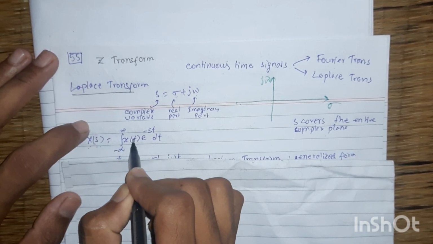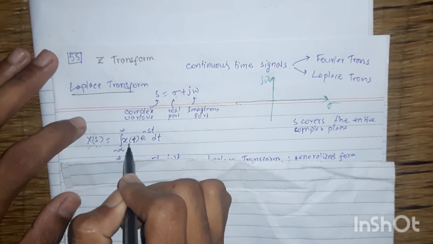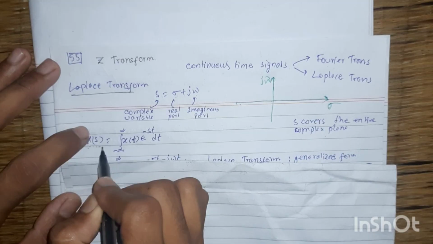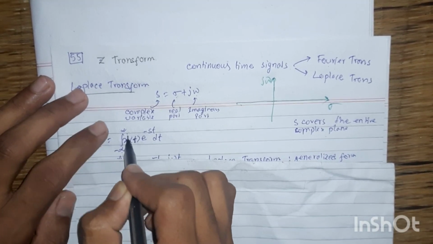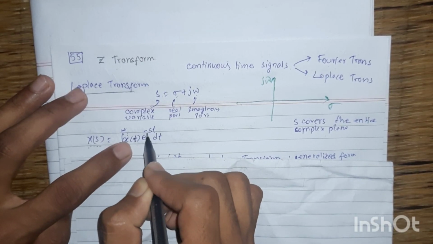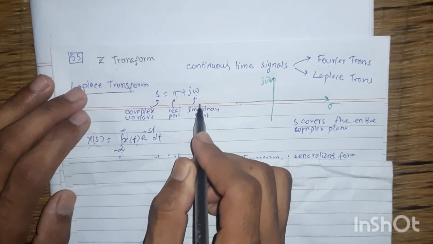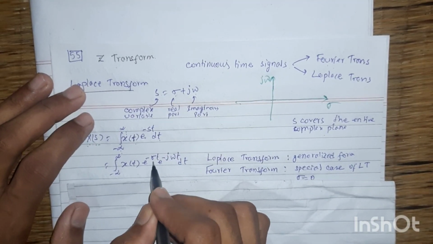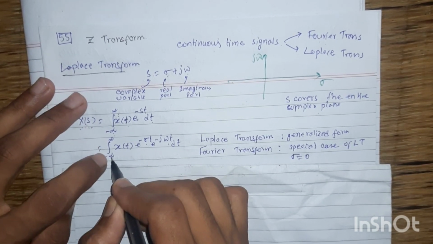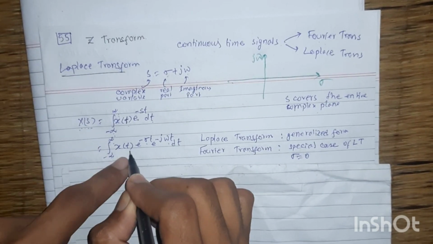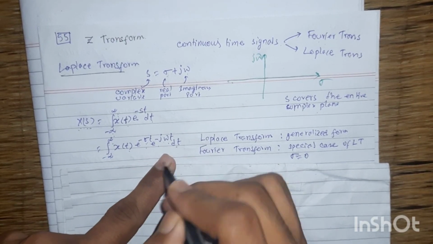Suppose x of t is the continuous time signal and we want to take the Laplace transform of this x of t. The Laplace transform of x of t, which is X of s, equals integration from minus infinity to infinity, x of t times e raised to the power minus st dt, where s equal to sigma plus j omega. By putting s equal to sigma plus j omega, we get integration from minus infinity to infinity, x of t e raised to the power minus sigma t e raised to the power minus j omega t dt. This is the Laplace transform.